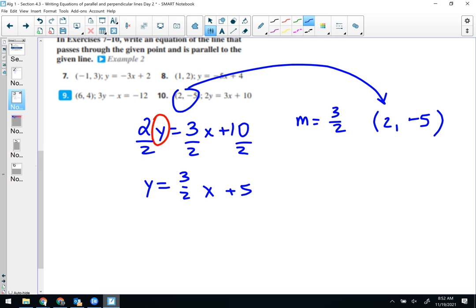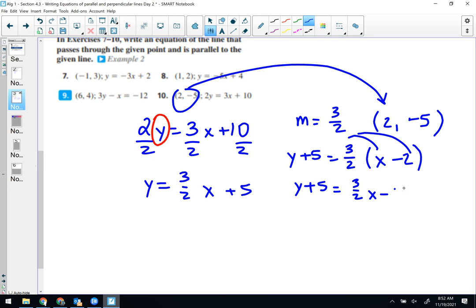Now from this point, I put it in point-slope form and solve for y. Y plus 5 is equal to 3 halves times x minus 2. Distribute it with the 3 halves: y plus 5 is equal to 3 halves x minus 3. Subtract the 5: y is equal to 3 halves x minus 8. Does that make sense? That's the process for every one of them, 7, 8, 9, and 10. And I'll tell you right now, there are several of those on the quiz next Tuesday. That's a majority of the quiz: taking a point, taking a slope, and making slope-intercept form out of it.